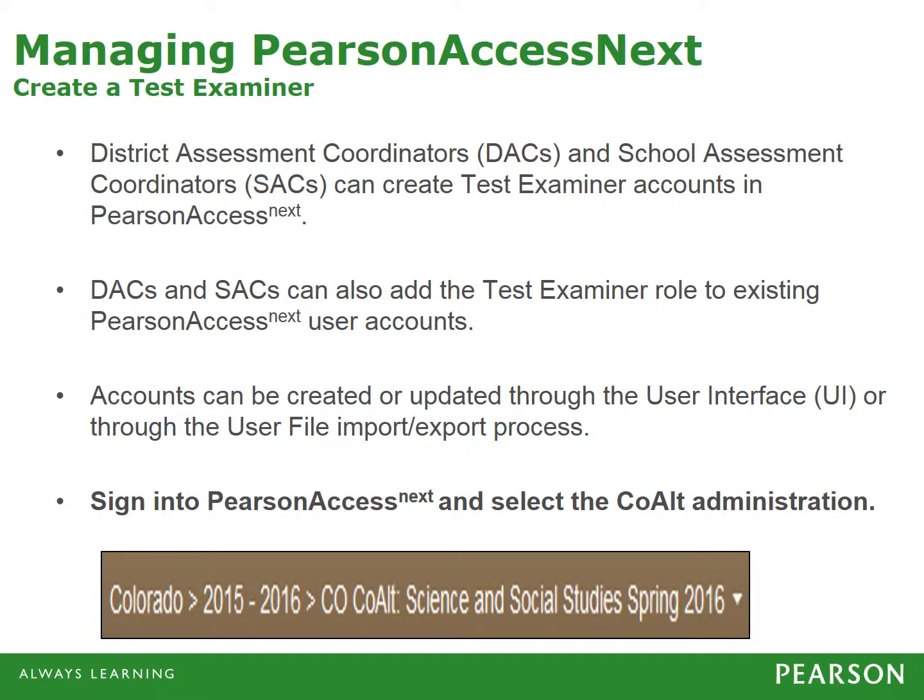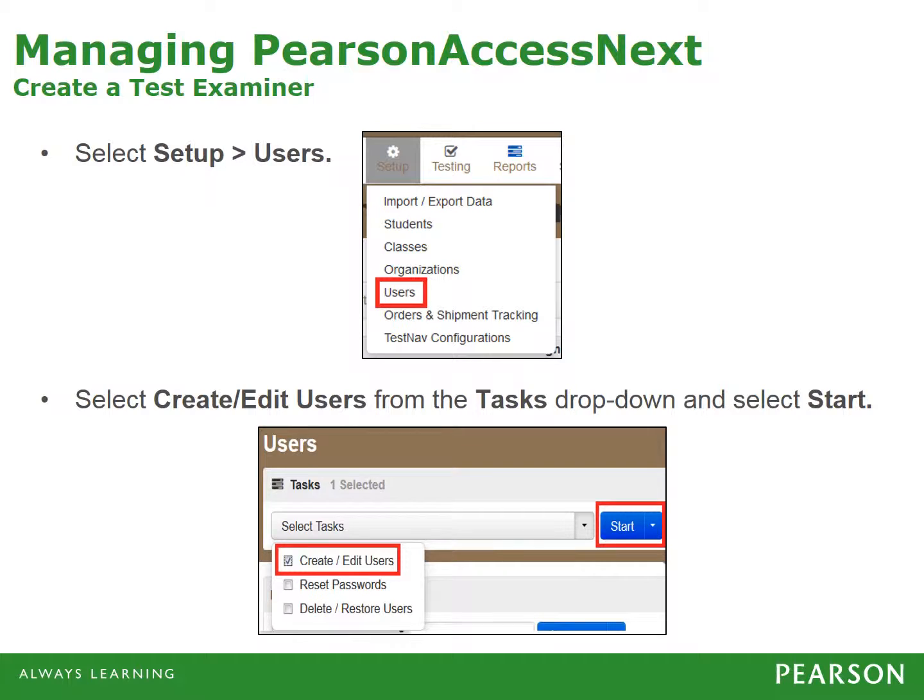Managing Pearson Access Next: creating a test examiner. DACs and SACs can create test examiner accounts through the user interface, UI, or through the user file import-export process. The next few slides will walk you through this process. First of all, you will need to sign into Pearson Access Next and select the CoAlt administration. Once within Pearson Access Next, under the CoAlt administration, select Setup and then Users. Select Create Edit Users from the task drop-down and select Start.